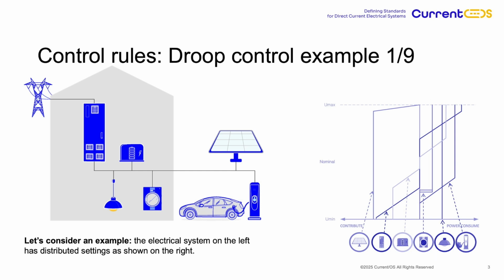In summary, each source or load in a DC microgrid monitors voltage and uses a software-defined set-point control curve to determine its behavior. This flexibility allows the system to adapt dynamically, balancing power contributions and consumption efficiently. Let's see how the system behaves.